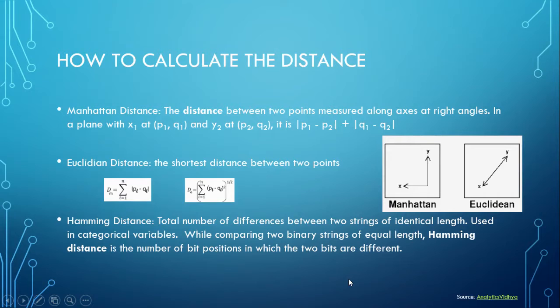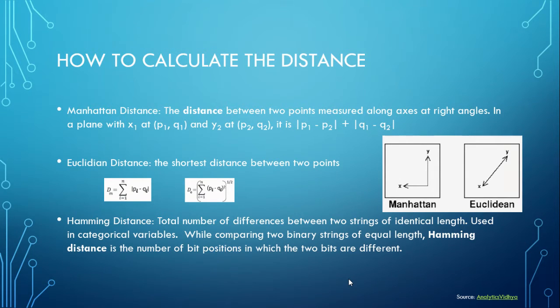How the distance is calculated: we usually use three different methods in KNN algorithms. One is Manhattan distance, the other is Euclidean distance, and then we have Hamming distance. Manhattan distance is the distance between two points measured along axes at right angles in a plane, with x at P1, P2 and y at Q1, Q2. It is the absolute value of P1 minus P2, plus the absolute value of Q1 minus Q2.